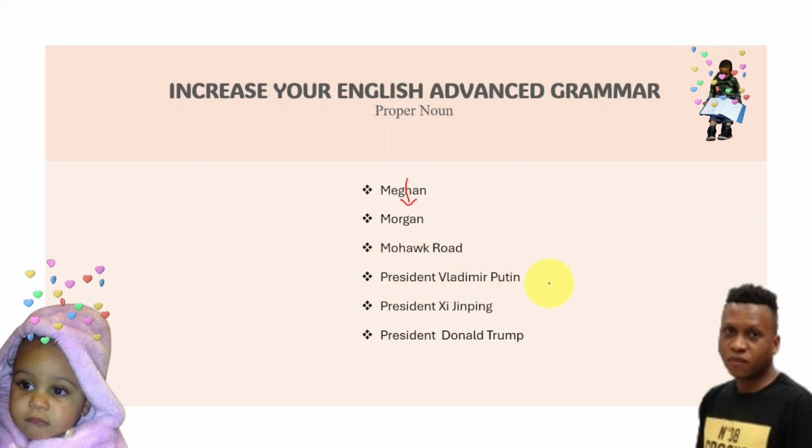President. This one the president of Russia, the president of China, the president of the United States. This one is Donald Trump. Okay.